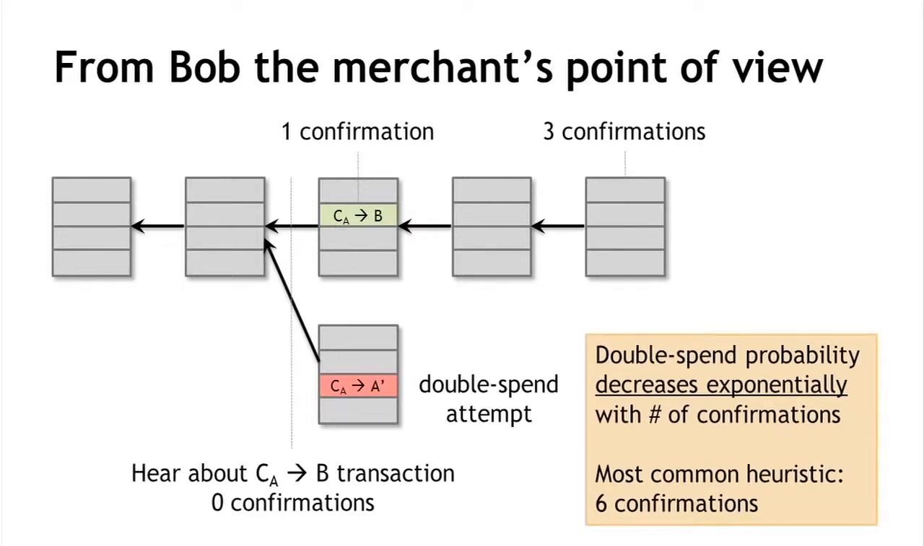So if the transaction you're interested in has received k confirmations, then the probability that this other transaction is going to end up on the long-term consensus chain goes down exponentially as a function of k. And the most common heuristic that's used in the Bitcoin ecosystem is that you wait for 6 confirmations. There is nothing really special about the number 6. It's just a good trade-off between the amount of time you have to wait and your guarantee that the transaction you're interested in ends up on the consensus blockchain.